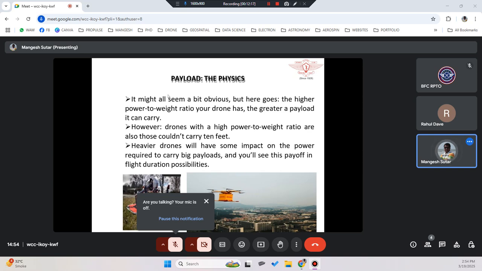It might all seem a bit obvious, but here goes: the higher the power to weight ratio, the greater the payload your drone can carry. That is what I was saying. If I design a drone for 50 kg, then a 24 kg weight it can easily pick up; it will be very smooth. However, normally the rule is 50% of the weight. If you add more weight, it will be difficult to lift.